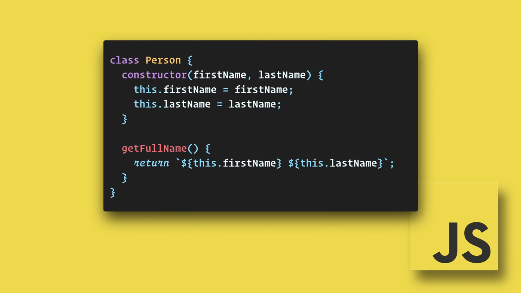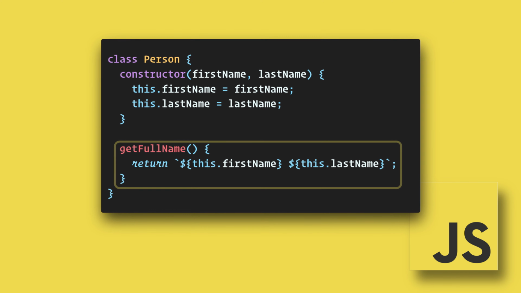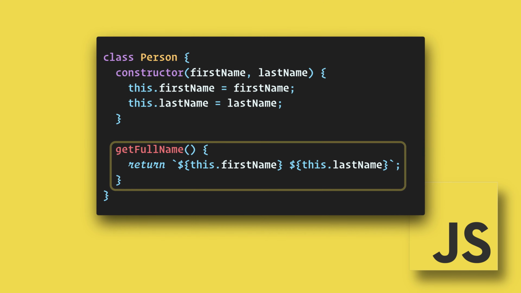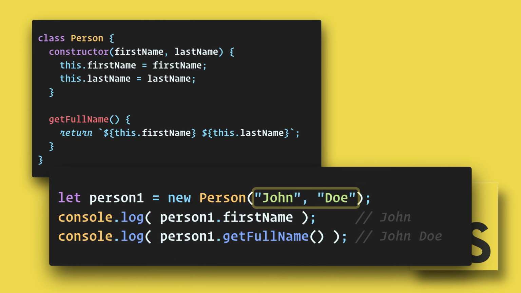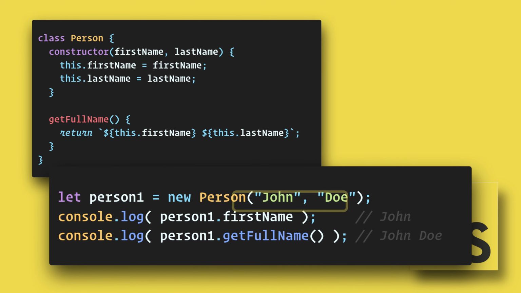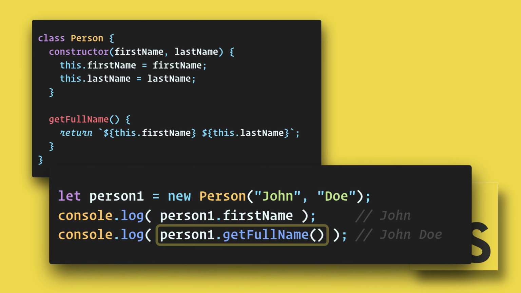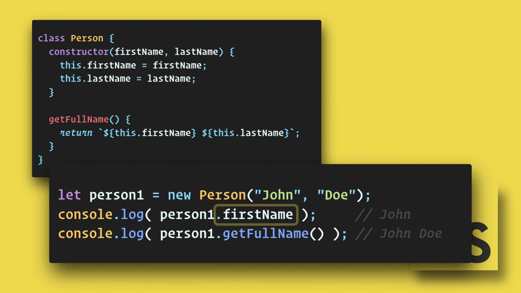Now within the class, we can define other methods. Here we have the getFullName method that returns the first and last names concatenated. So we pass in our first and last names to initiate it, then we can log the first name like we did before, and we can log the full name by using the getFullName method. Notice here, to get a property, we do not use parentheses, but when calling a method, we do.